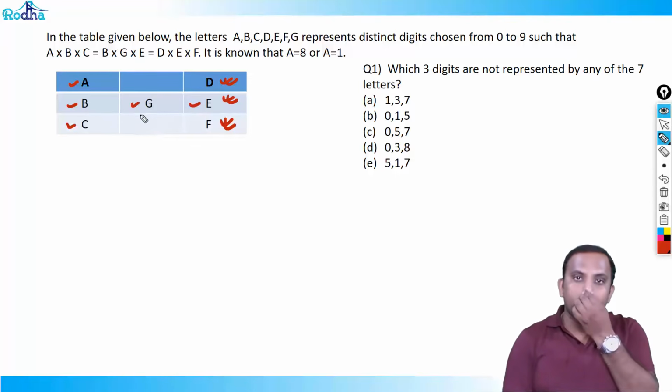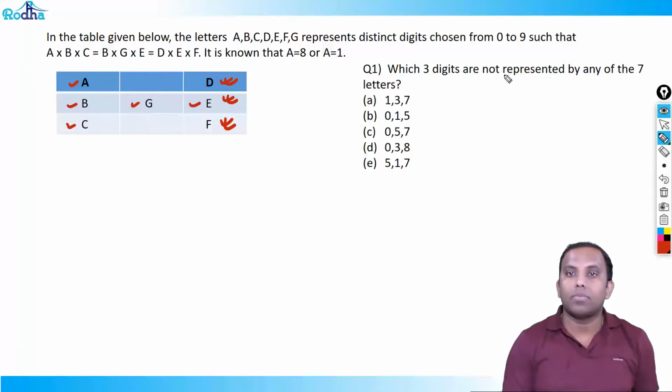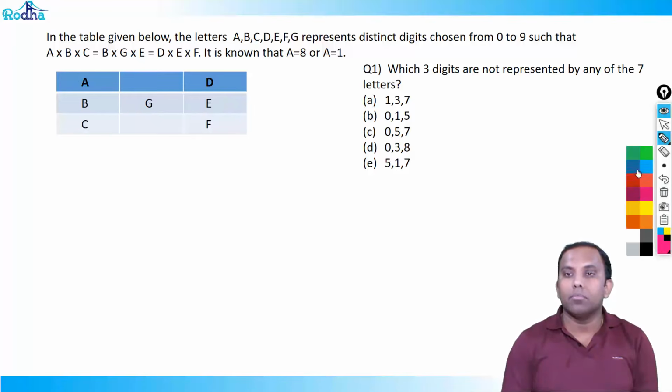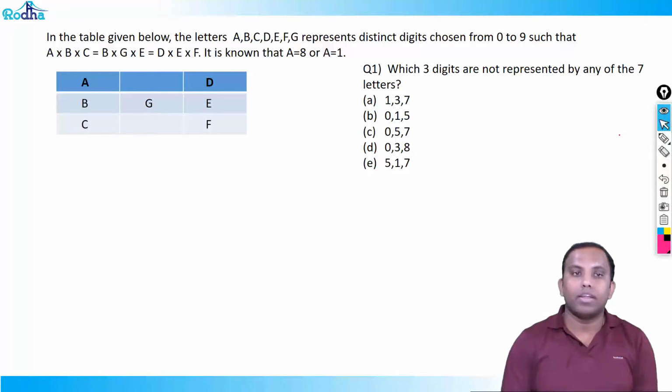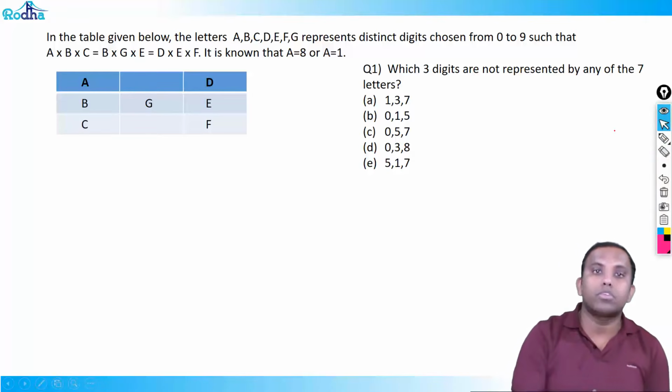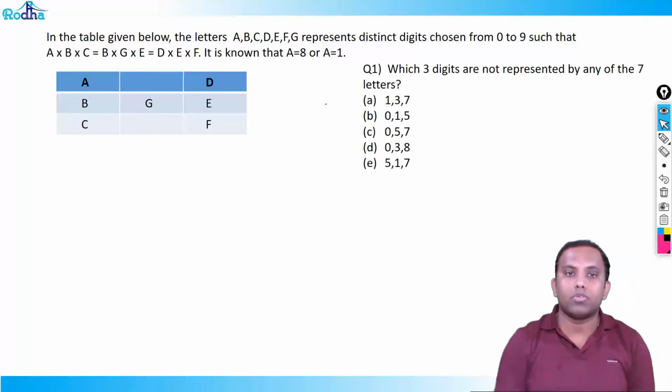And then there are questions here. Which three digits are not represented by any of the 7 letters? This first question we can do easily. From there on, we have to find out all these numbers to solve for this set. But the first one is quite easy.